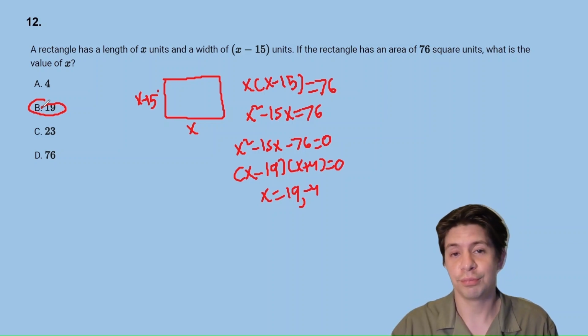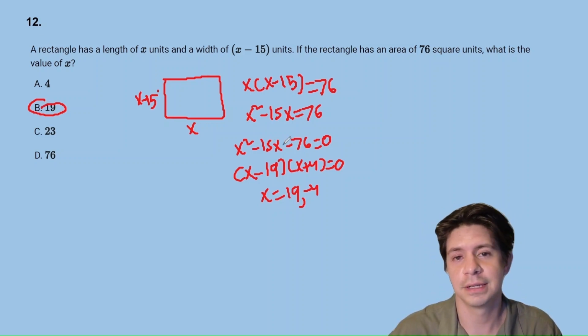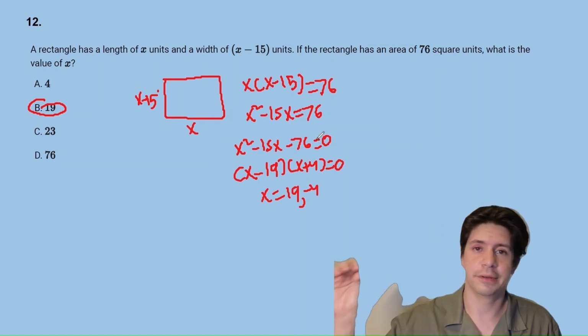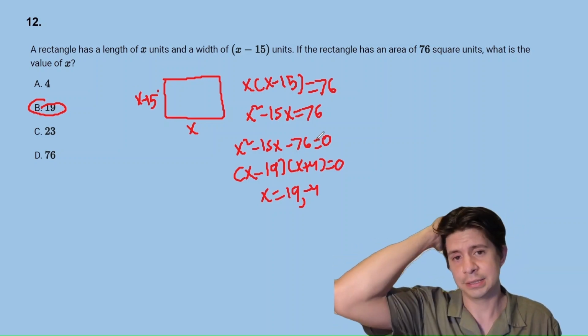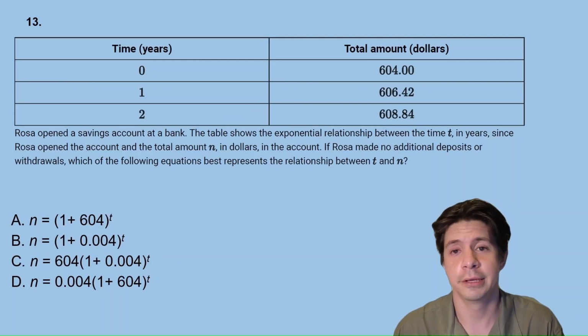If you wanted to, you could plug this into Desmos, right? You just plug in this equation, x squared minus 15x minus 76 equals 0, and you find it. But if you can do it without Desmos, that is great. So this one has a nice chart, right, which is going to be fun to work with.